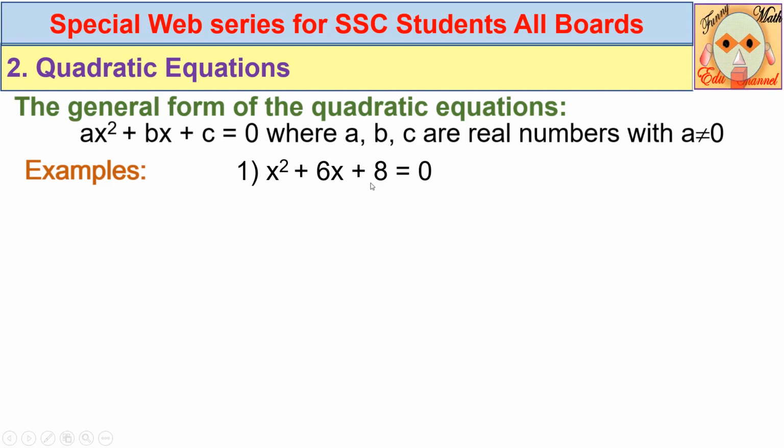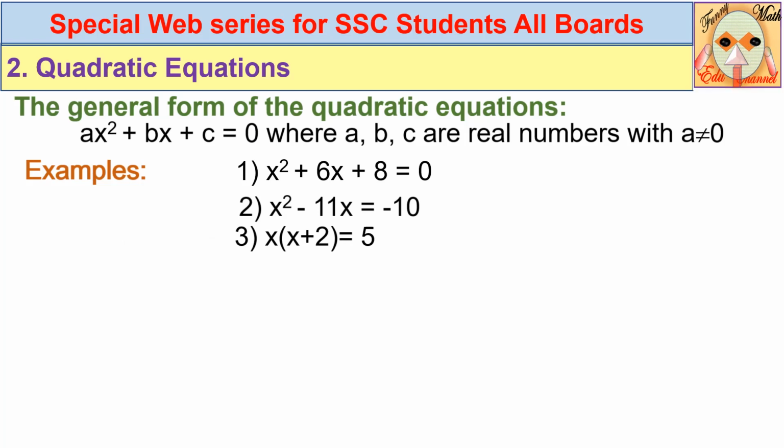Now second equation. Now look here, x square minus 11x equals minus 10. This is also a quadratic equation because the highest power of the variable is 2. Now see the third example, x into bracket x plus 2 equal to 5. When you simplify this equation, you get x into x. See carefully, when you open the bracket, this x multiplies to this x, then you get the x square term as in the above example. And so this becomes a quadratic equation.